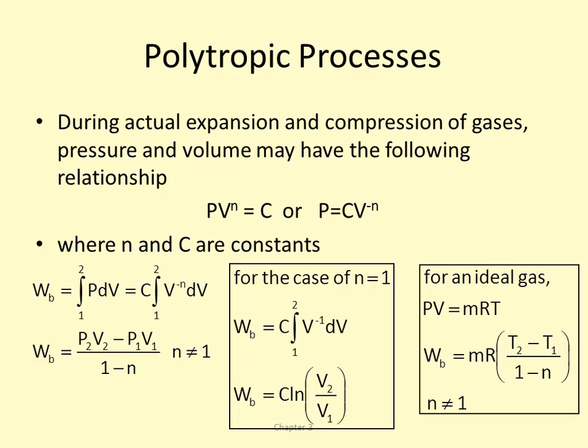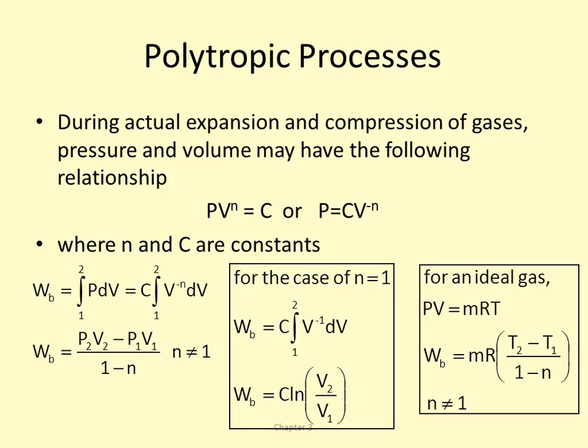It means that it's a process where the pressure and the volume don't vary linearly, but they have some known relationship. So the reason that we care is because if we remember back to the equation for boundary work, it is equal to the integral of P dV. So it behooves us to know some functional relationship between P and V. And then there are certain types of processes that have some functional relationship where P V to the N is equal to some constant value.